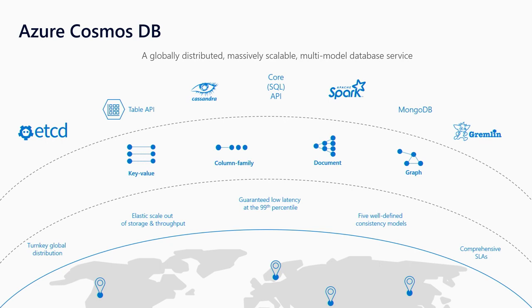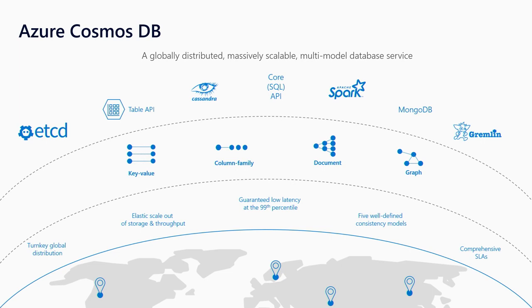Basically, the partitioning, replication, and resource governance give us a set of core capabilities around turnkey global distribution, elastic scale-out of storage and throughput, guaranteed low latency, and a tunable consistency model backed by comprehensive SLAs. This is our back-end platform. We can express various different data models on top of this back end, including the key value, column family, document, and graph data models.